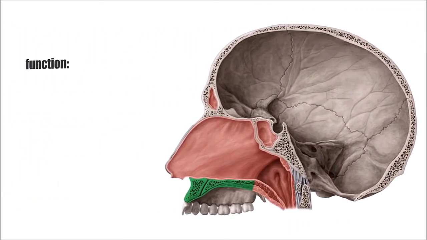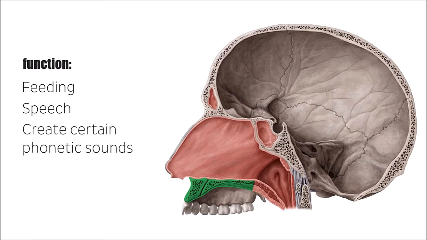The function of the hard palate is both feeding and speech. Before modern surgeries were developed, infants with defective palates couldn't suckle and would often die. The hard palate creates a vacuum which forces the liquid into the mouth so that it can be ingested in both adults and infants. It is also essential, along with the tongue, to create certain phonetic sounds.